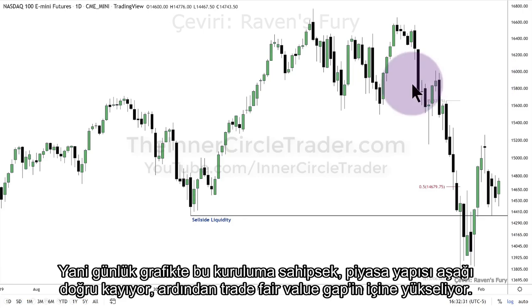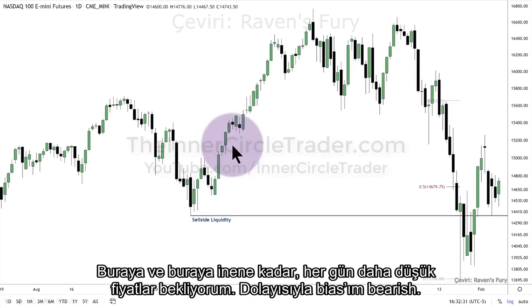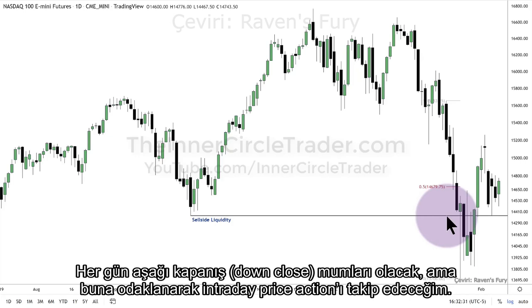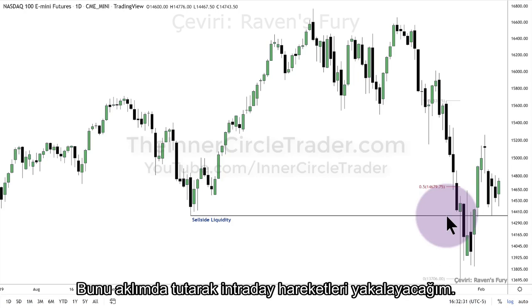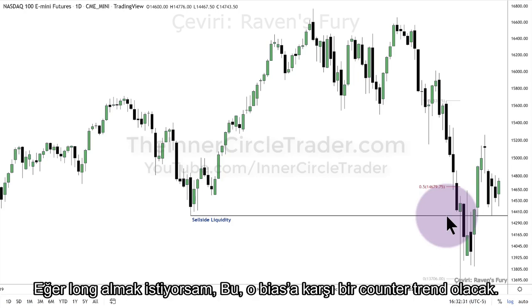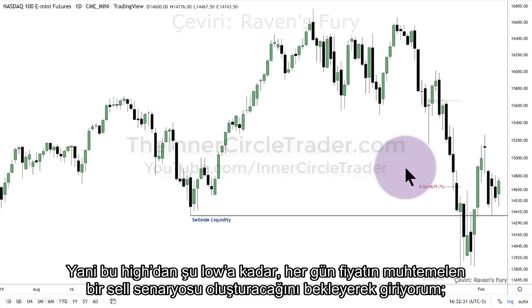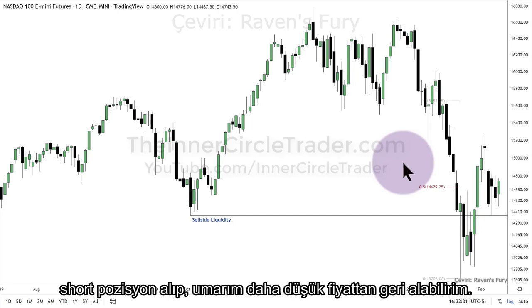So if we have this set up on a daily chart, market structure has a shift lower, we trade up into a fair value gap. Until we get down to here and here, each day I'm anticipating lower prices. So my bias is bearish. Now, every single day is not going to be a down closed candle, but I'm going to hunt intraday price action with that in mind. If I'm going to take a long, it would be counter trend to that bias. So from this high down to that low, each day I'm going in with the expectation that it's going to likely set up a sell scenario where I can get short and hopefully buy back at a lower price.